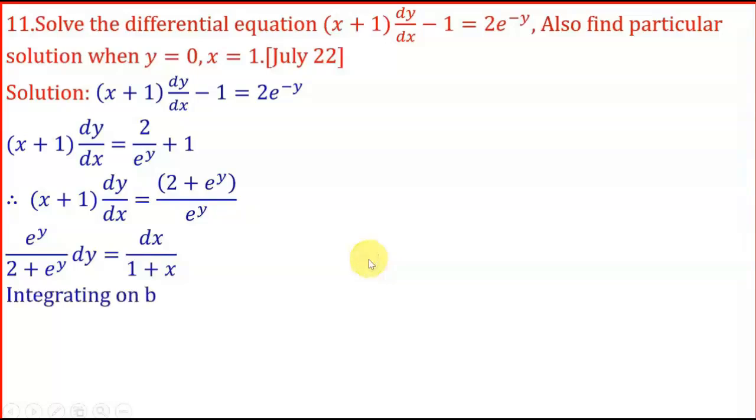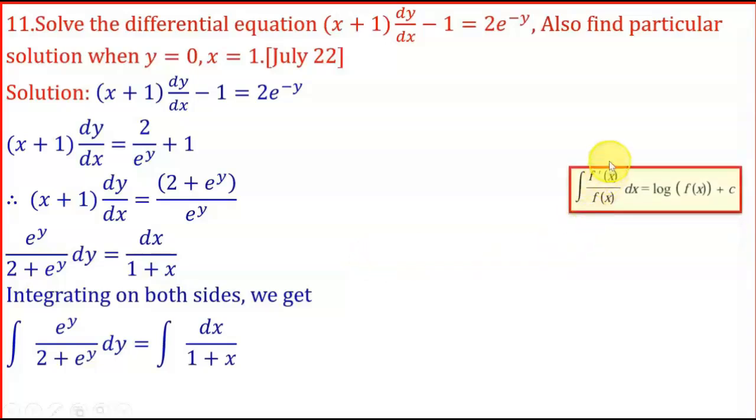Okay. Integrating on both sides, again it is of the form f dash of x upon f of x, which equals log of mod of f of x. That is integral here e raised to y upon 2 plus e raised to y. What is the derivative of 2 plus e raised to y? It is e raised to y. Therefore it is of this form. Similarly here, integral dx upon 1 plus x. Derivative of 1 plus x is 1. Again here f dash of x upon f of x.